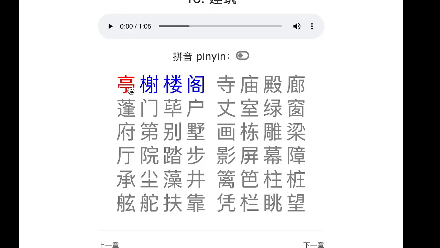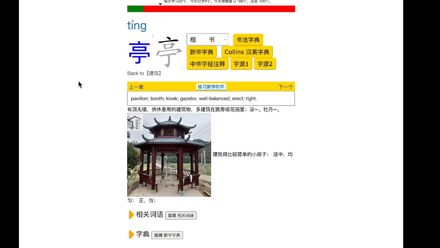Our first character, Ting. Ting refers to a pavilion, a booth, a kiosk, a gazebo. Basically any of these structures that have a roof but no walls. It can also refer to anything well-balanced, erect, and right because of the way that these structures stand so upright.